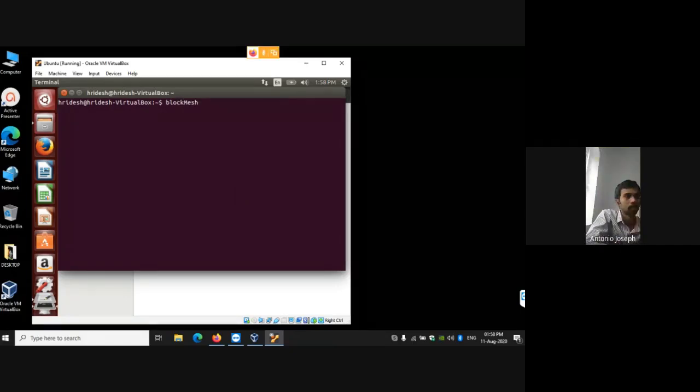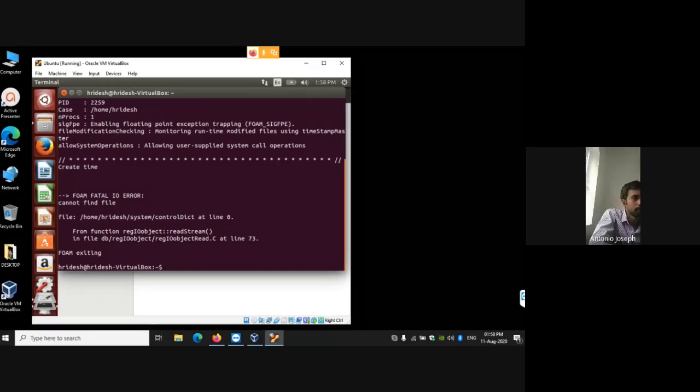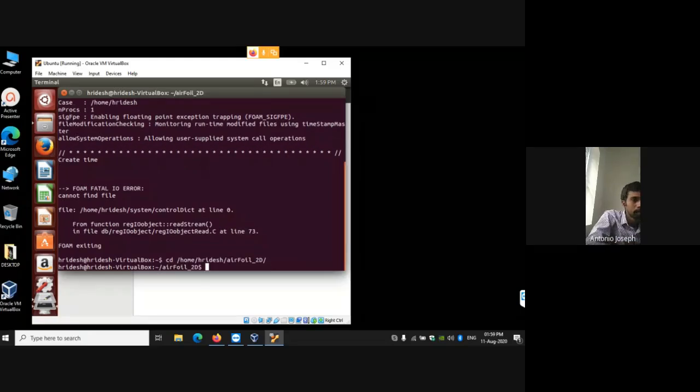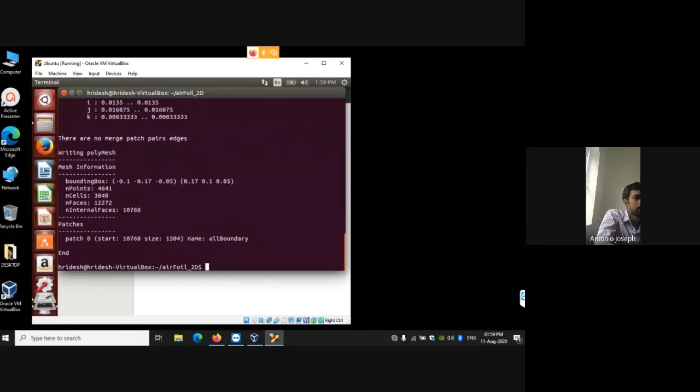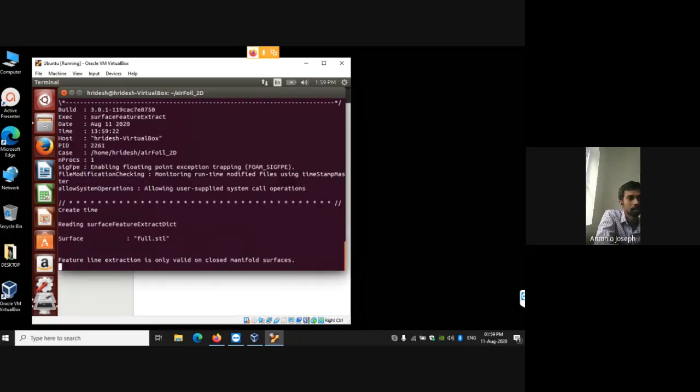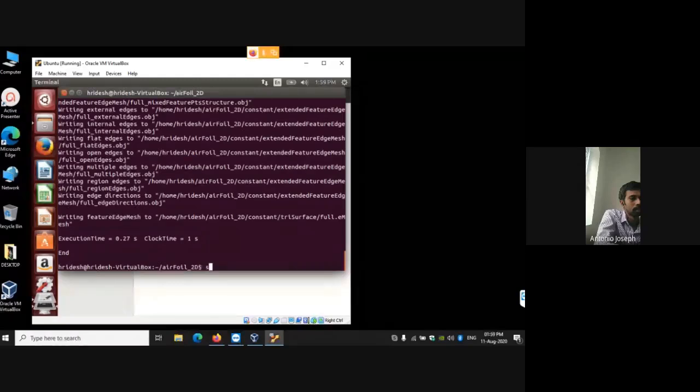So, blockMesh. Somewhere. I think the path is not good. Yeah, the path is not good. Now, blockMesh. Then surfaceFeatureExtract. snappyHexMesh -overwrite.